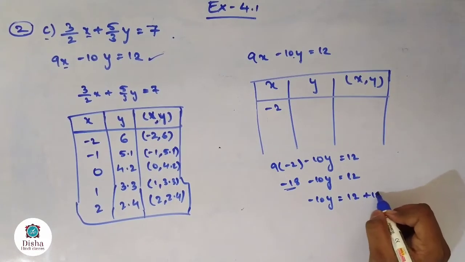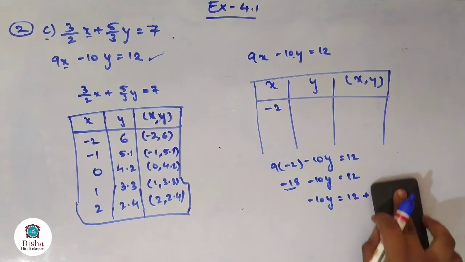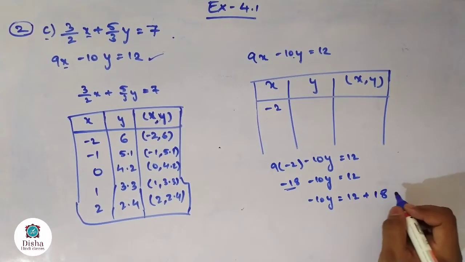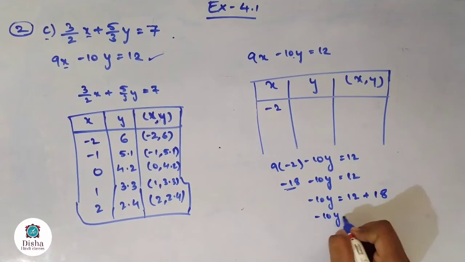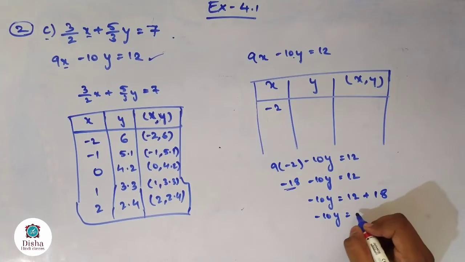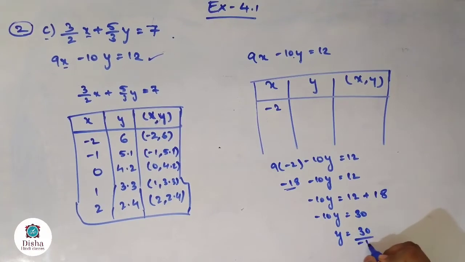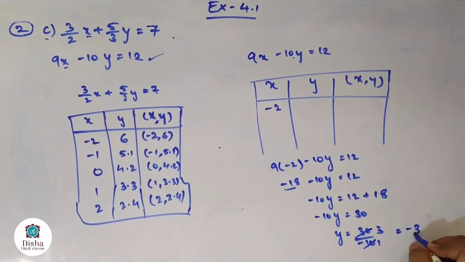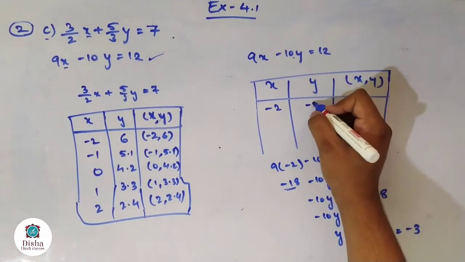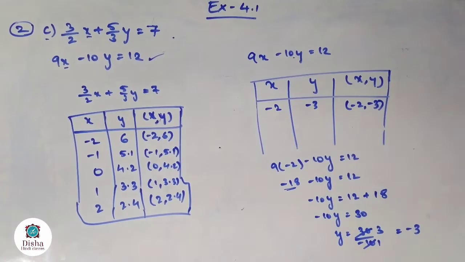Plus 18, because it will change the sign, right? So minus 18 will become plus 18. So minus 10y equals 12 plus 18. What will it be? It will be equal to 30. So y equals 30 by minus 10. So 10 ones are 10, 10 threes are 30. So y equals minus 3. So y will be minus 3. Minus 2 comma minus 3.